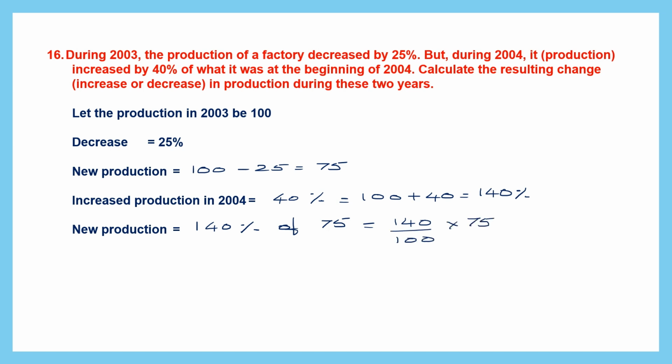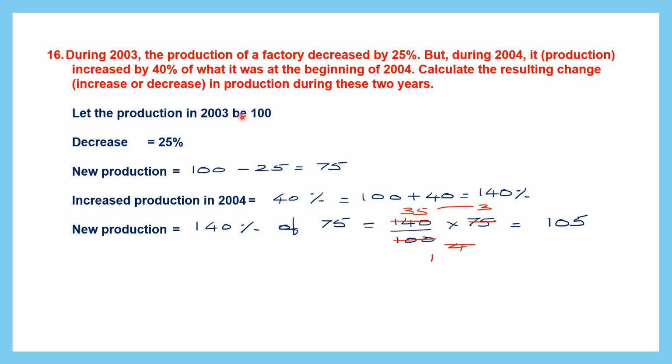I can cancel 75 and 100 by 25. So this is 3 and this is 4. Now we can cancel 4 and 140. 4 ones are 4, and 4 into 35. So now let's multiply 35 into 3, and that is 105. So here we have the new production now, 105.